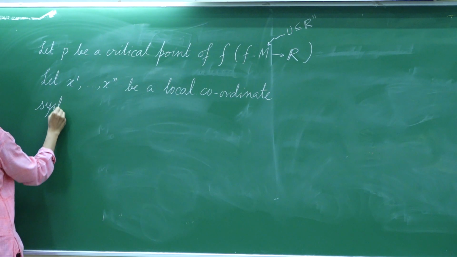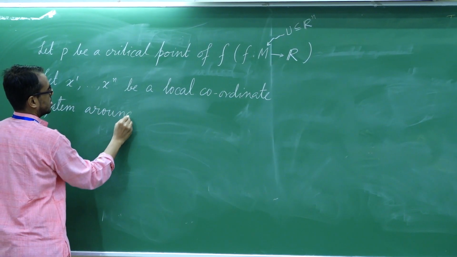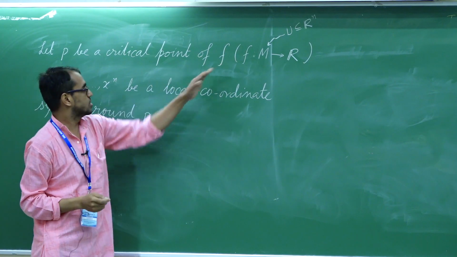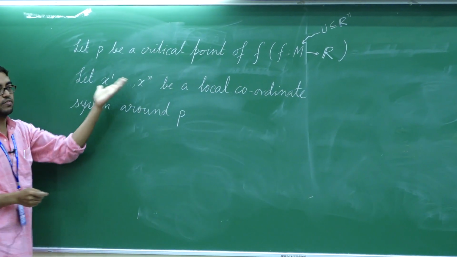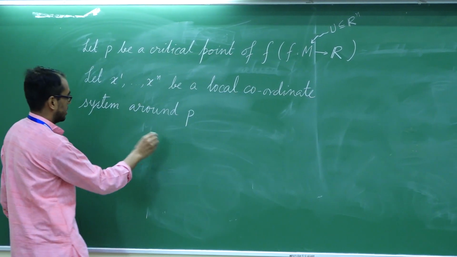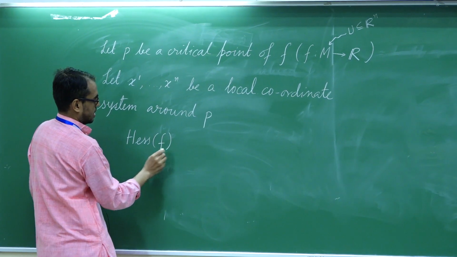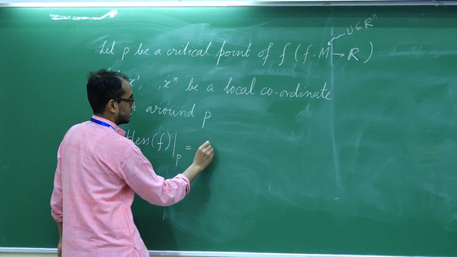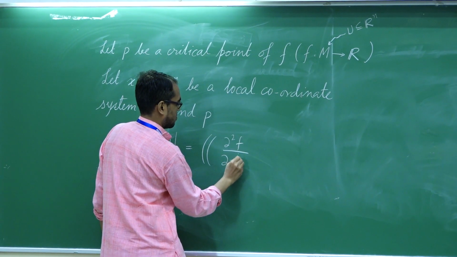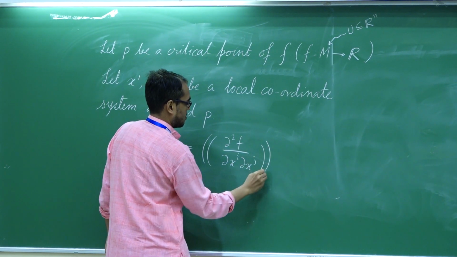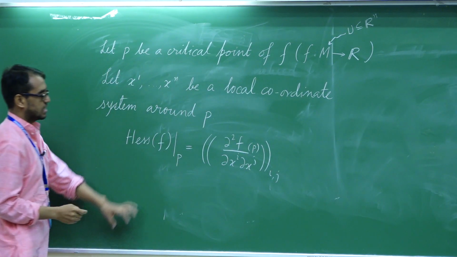So let this be a local coordinate system. P. So for U, this is a global coordinate system. If your domain is a manifold, then you can only locally find coordinates. So we are interested in this one at P. This is an n cross n matrix.